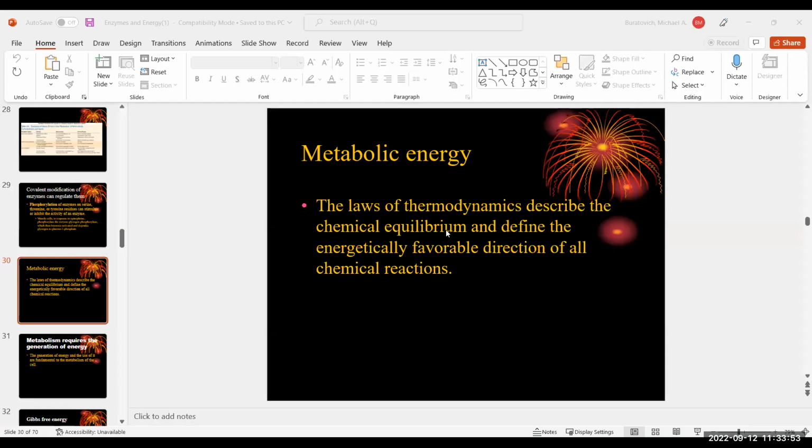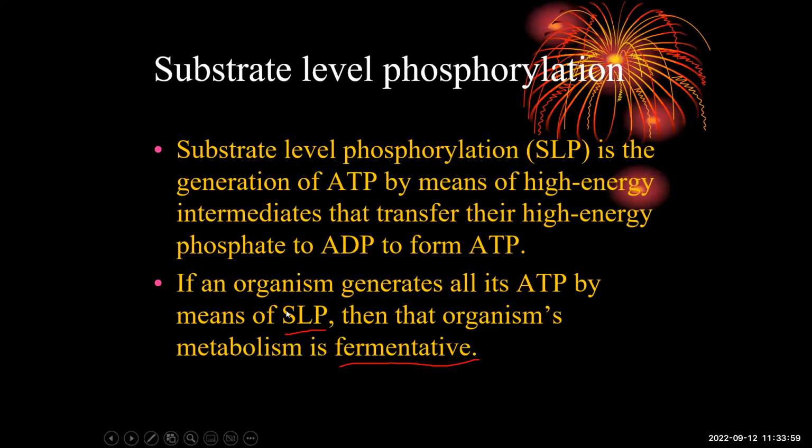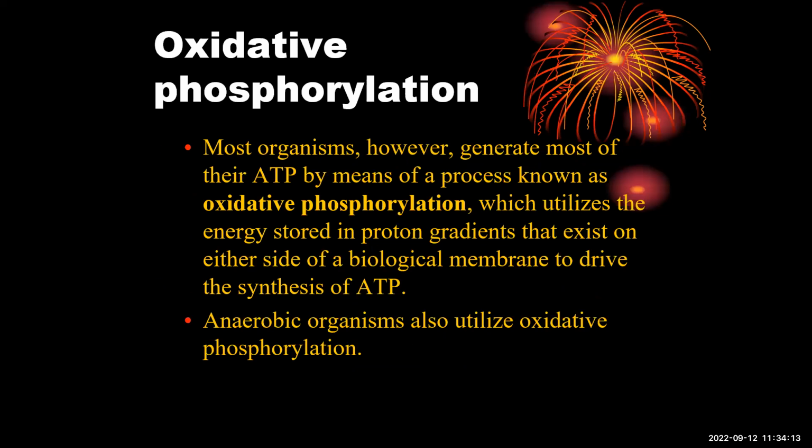So if you're an organism and you make your ATP solely through substrate level phosphorylation, you carry out a fermentation and you will make some sort of reduced organic compound. Well, how do organisms like us make the lion's share of our ATP? We make it via a process called oxidative phosphorylation.